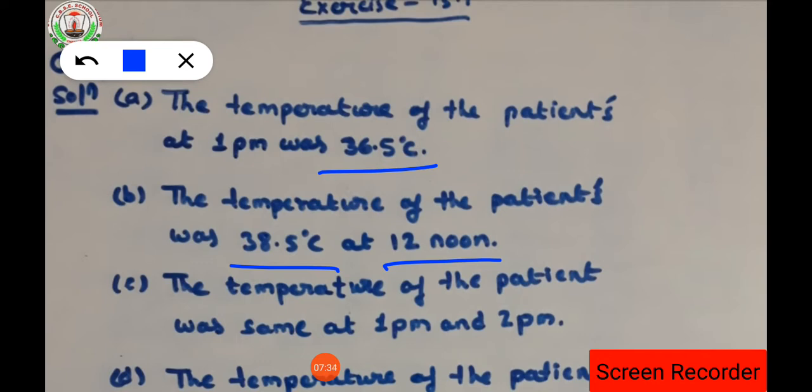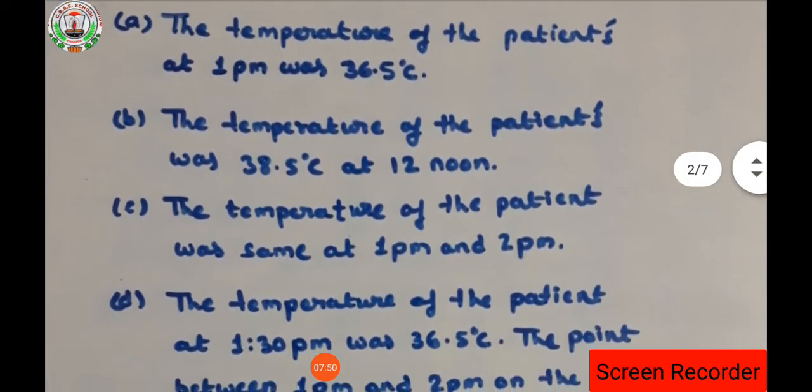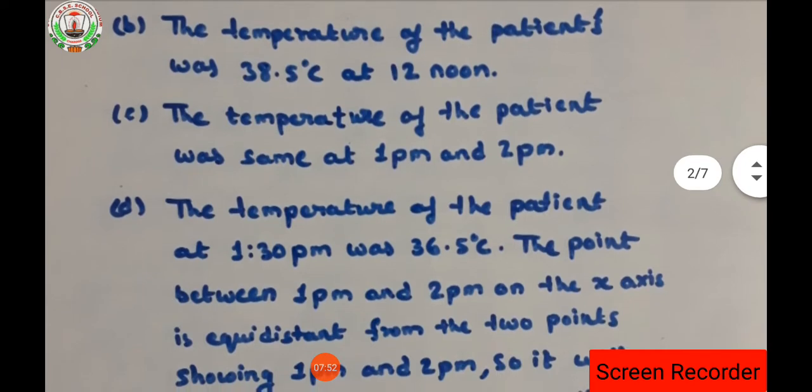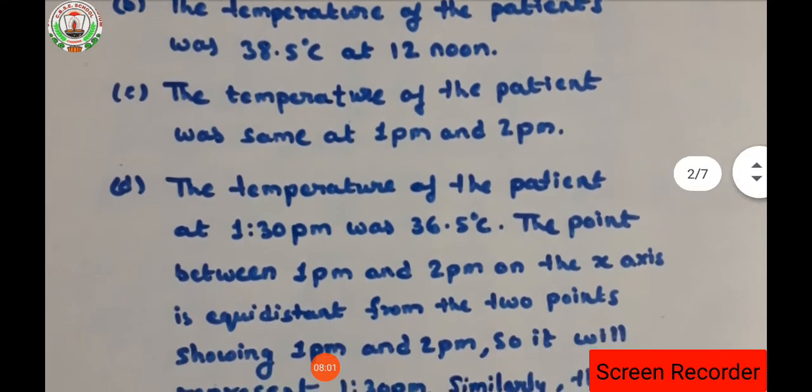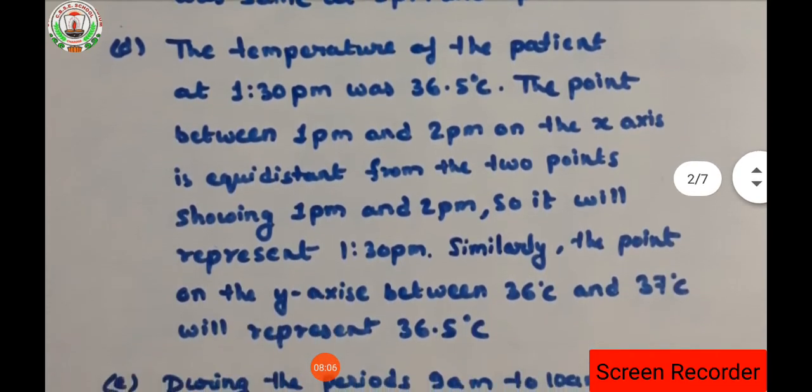Clear? In the same way, in the C part, it is asked during which time the patient's temperature is constant. That means the same. I had explained that beforehand also, that is 1 p.m. to 2 p.m. the temperature of the patient remained the same. Clear? Now the C part of the question we had already completed. The temperature of the patient was the same from 1 p.m. to 2 p.m. Clear?